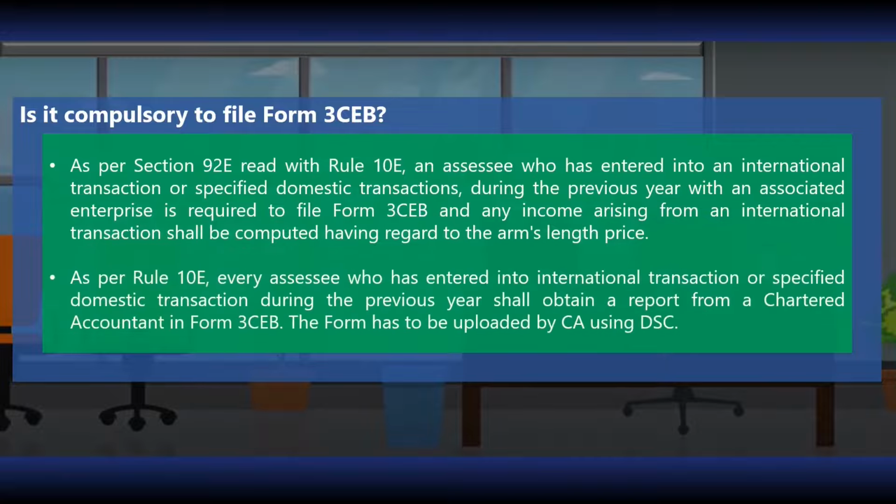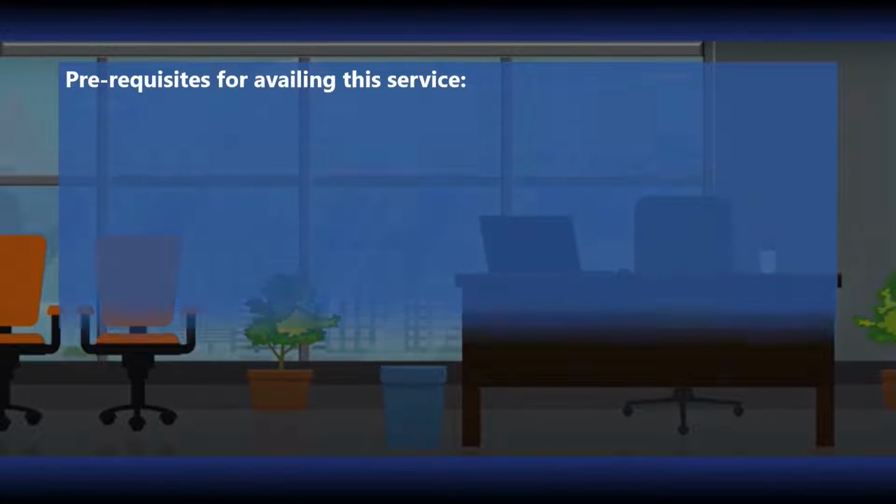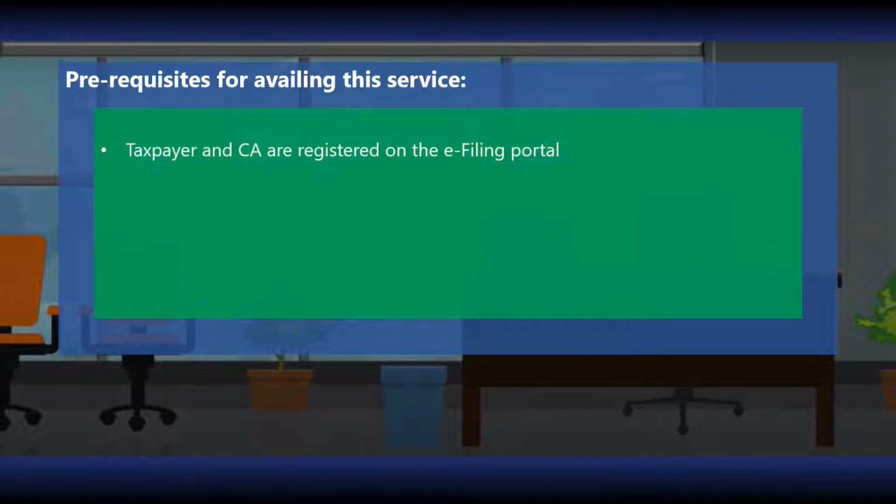As per Rule 10E, every assessee who has entered into an international transaction or a specified domestic transaction shall obtain a report from a chartered accountant in Form 3C-EB, and the form is required to be uploaded by the chartered accountant using digital signature certificates. So, in order to file Form 3C-EB, both the chartered accountant and the taxpayer should be registered on the e-filing portal.